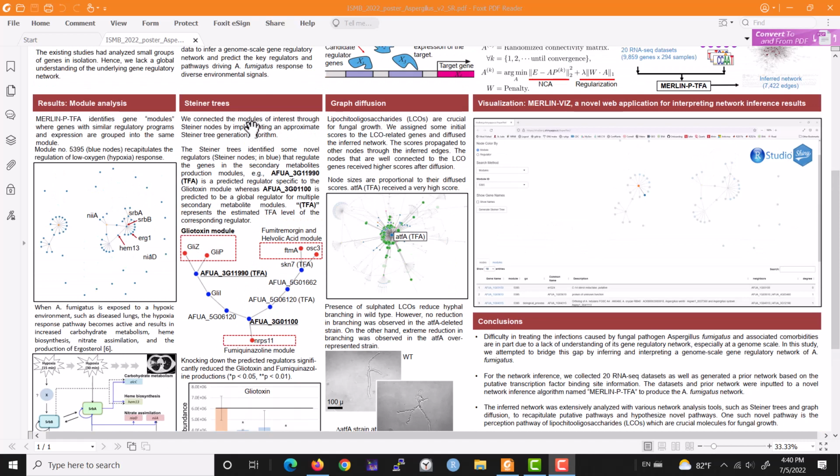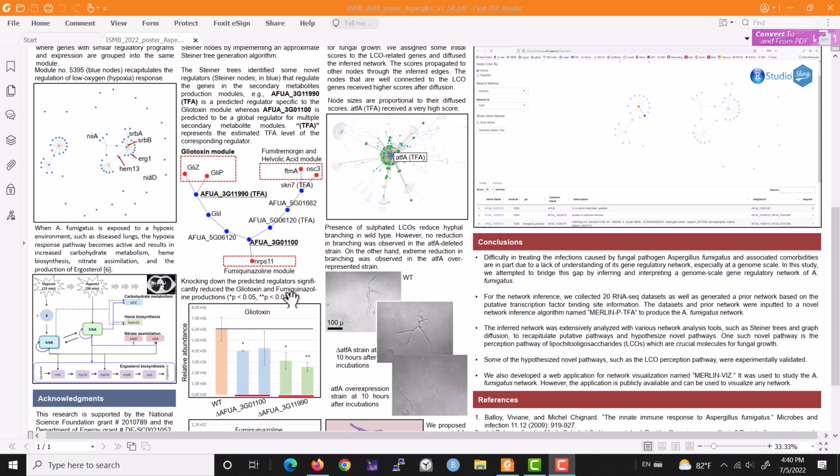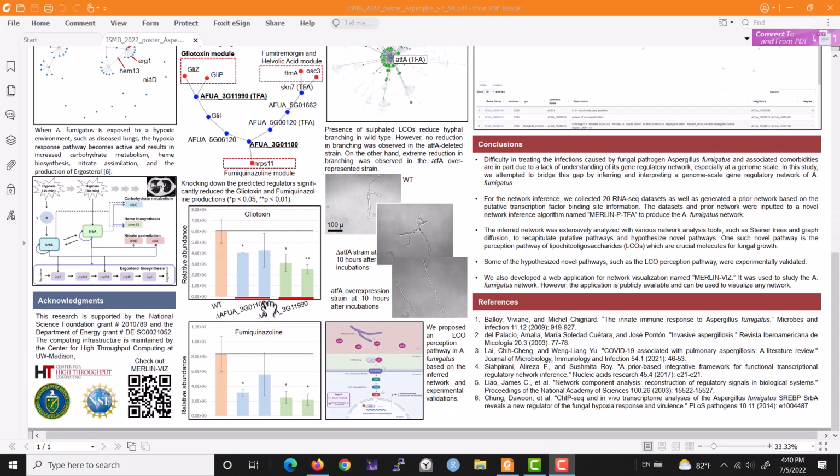Then we performed a Steiner tree analysis where we identified the Steiner nodes marked in blue to connect the modules of our interest, which in this case are these three modules which produce secondary metabolites. They are molecules which are very crucial for the virulence of this fungus. And we see the first gene underlined here seems to be a module specific regulator of gliotoxin production, whereas the second gene we hypothesize might be a global regulator for all these three modules. So we knocked down both of these regulators and we observed that there were significant reductions in the production of gliotoxin and fumiquinazoline and also the other secondary metabolites not shown here when we knocked down these two particular regulators.